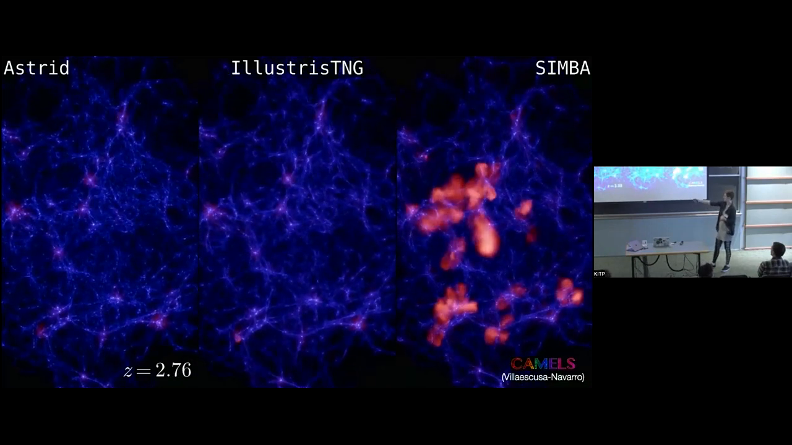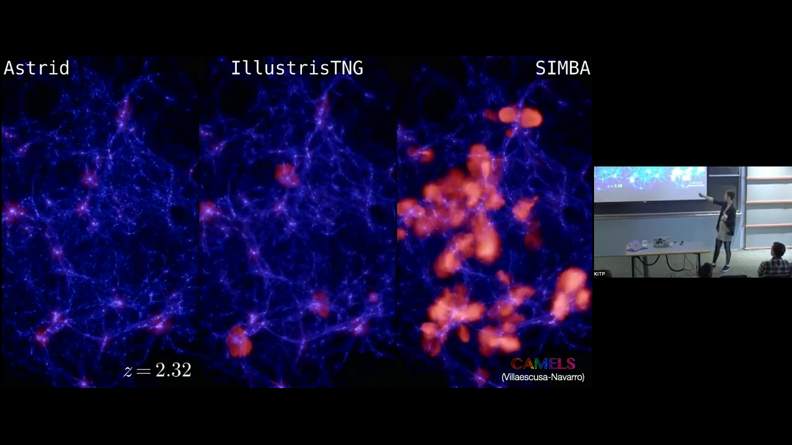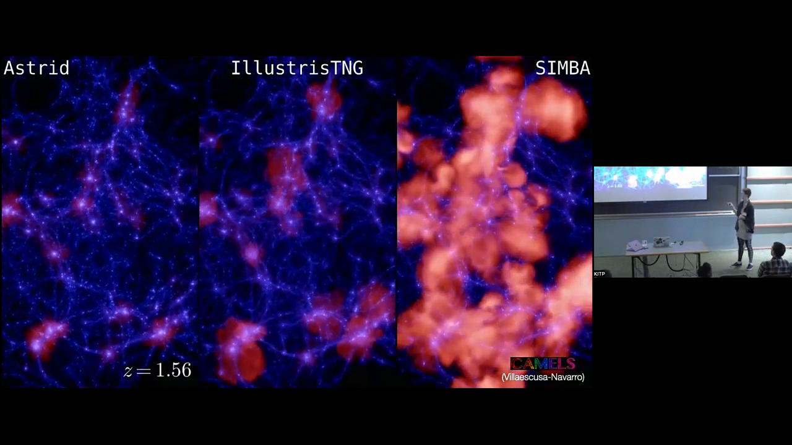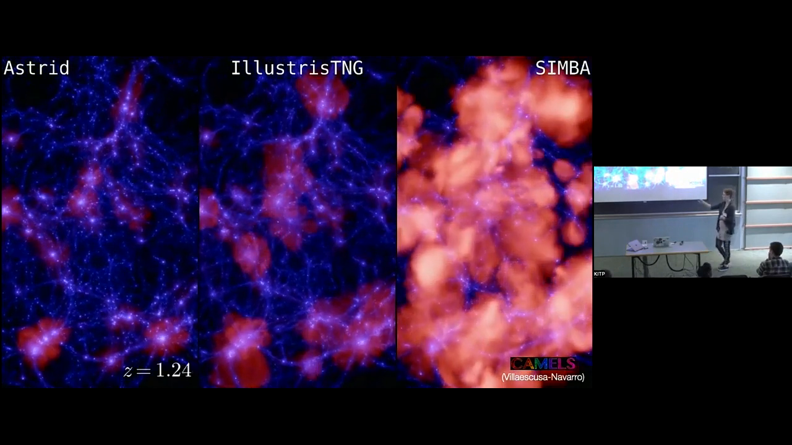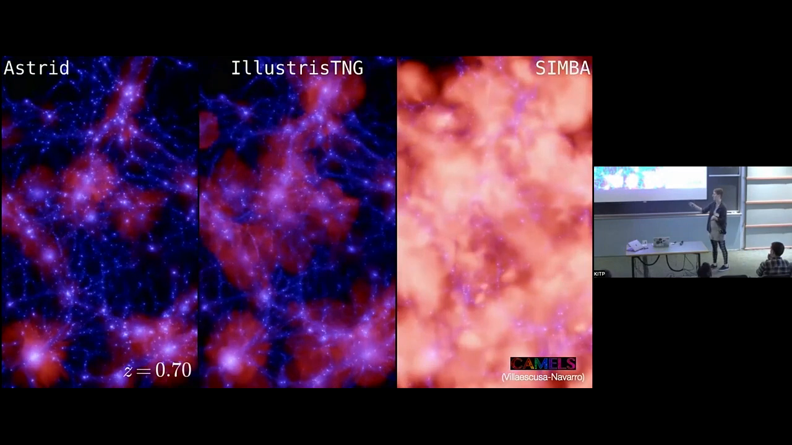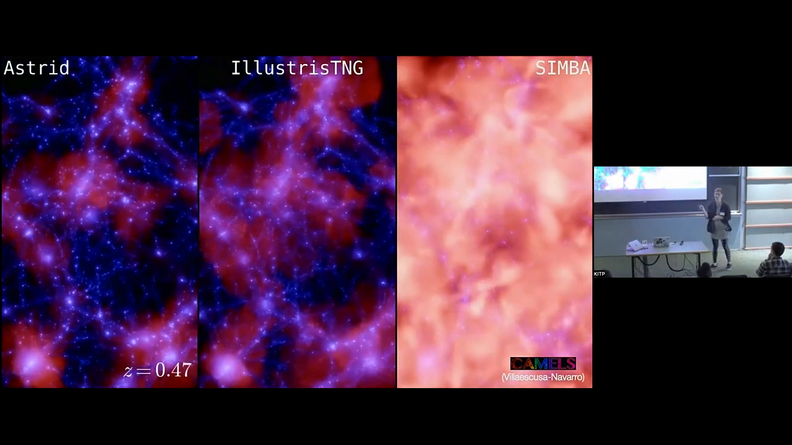We got Illustris TNG, and we have Simba. And you can see Simba's heating up a lot. Those are those jets that popped on. TNG, you have much less heating. It's very isotropic. That's just how the AGN feedback works in TNG.